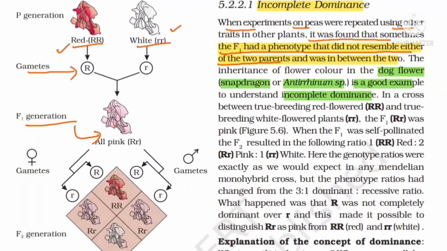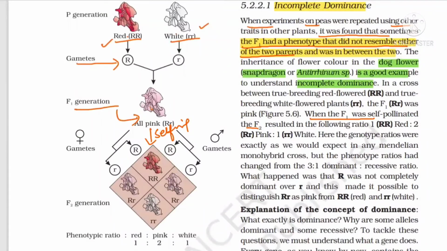Is it clear, beta? And when F1 is going for selfing, this is the result. So it is given here also, when the F1 was self-pollinated, then what we are finding is that the ratio is changing. According to the Mendel, F2 generation ratio was 3:1, but here phenotype ratio is changing to 1:2:1.